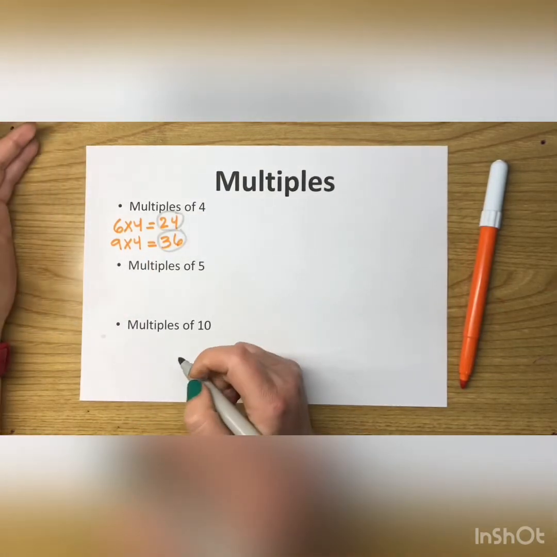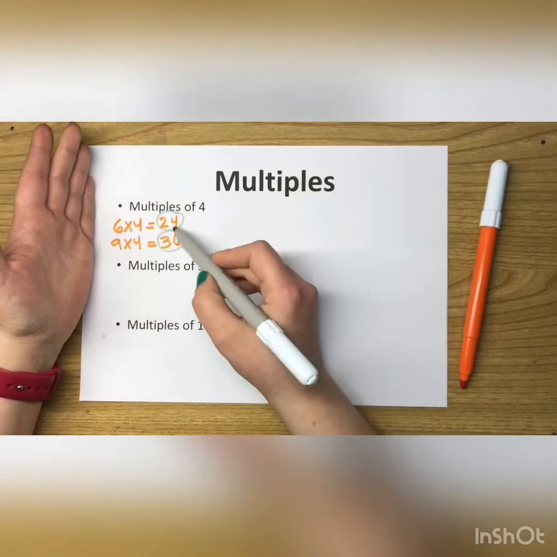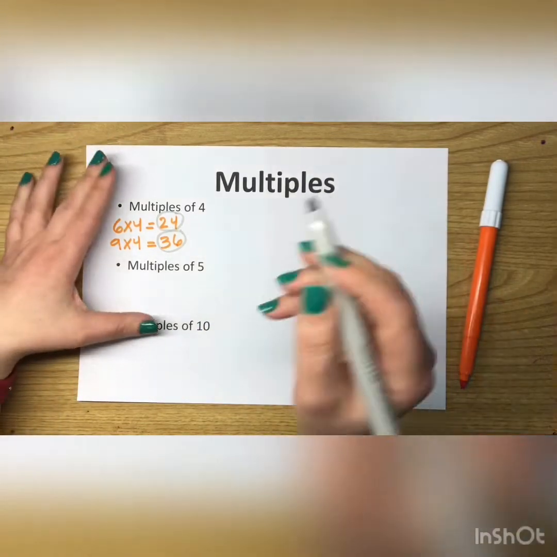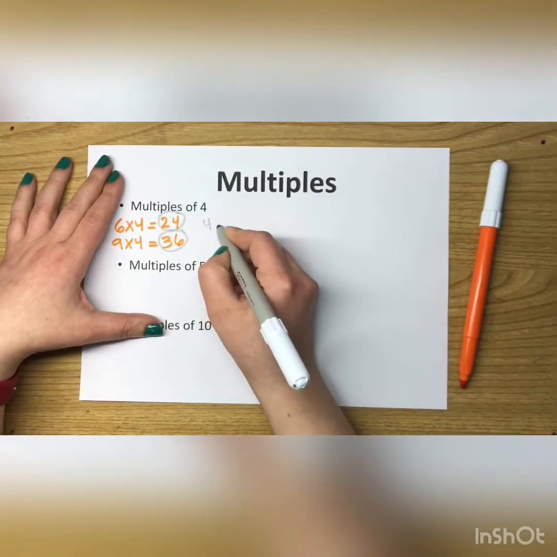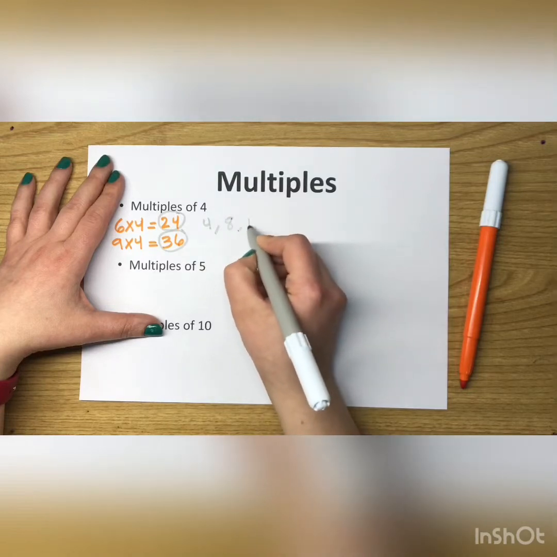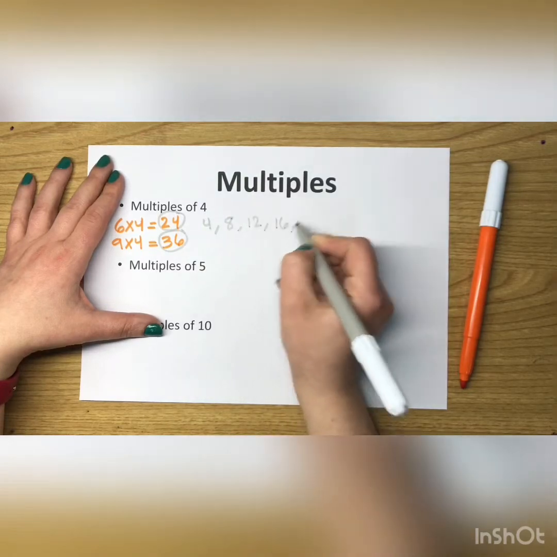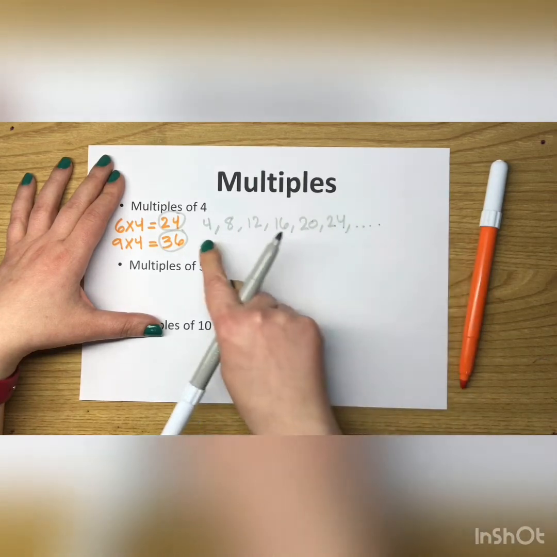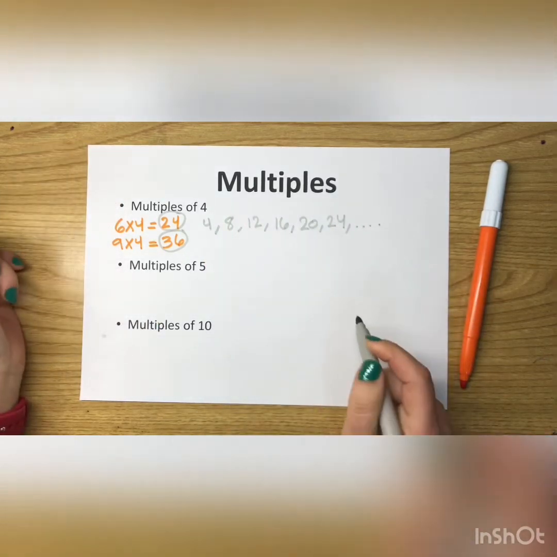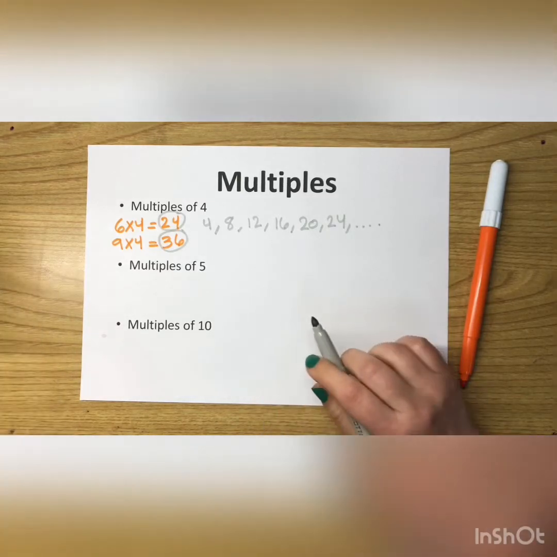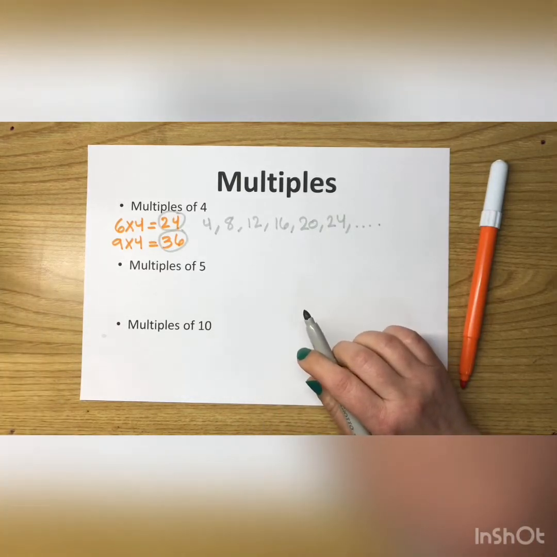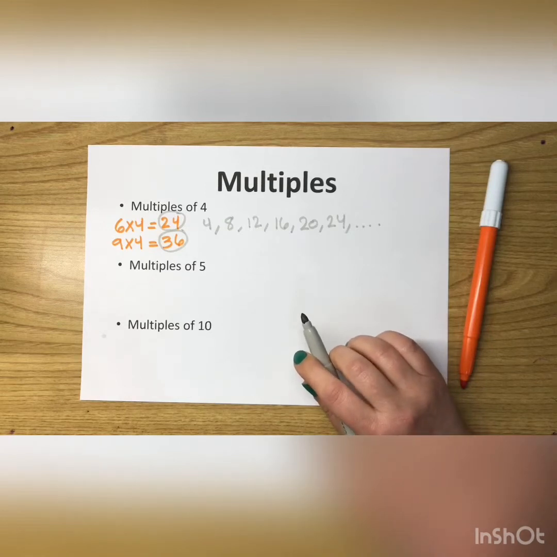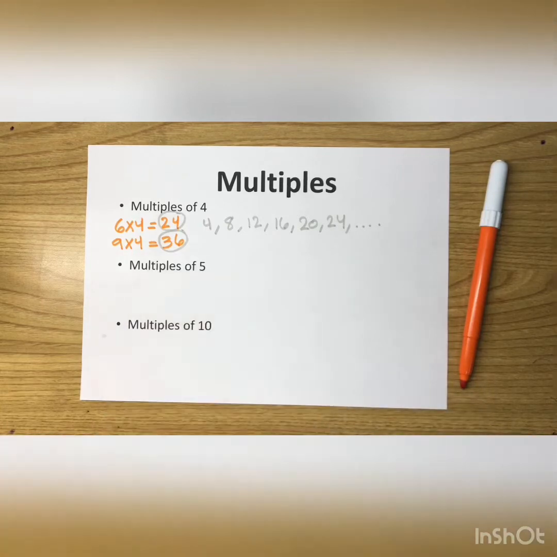So multiples of 4 are all the products in the timetable of 4, starting from 4, 8, 12, 16, 20, 24, and going on. All of these numbers are multiples of 4, and there are larger numbers that are also multiples of 4. I'm going to show you how to know it in our next slide.